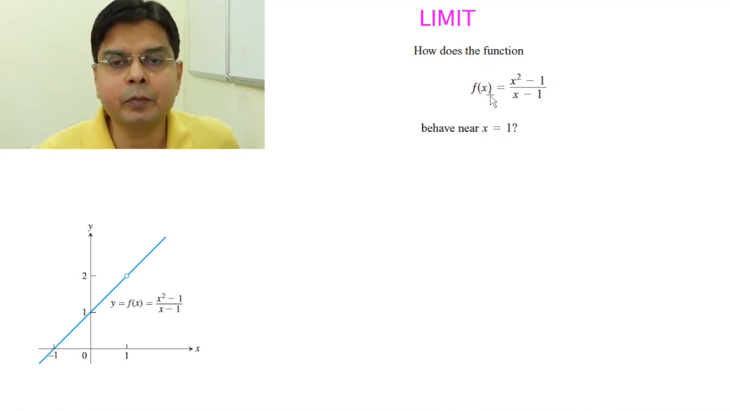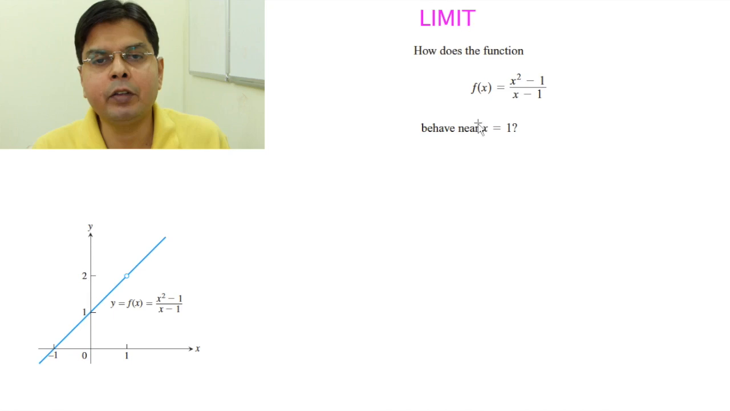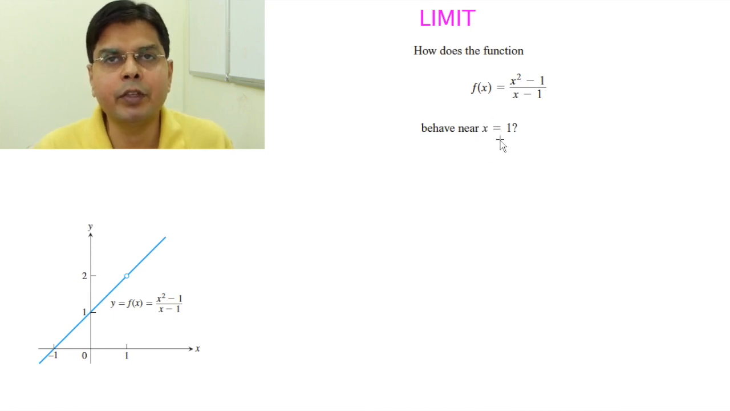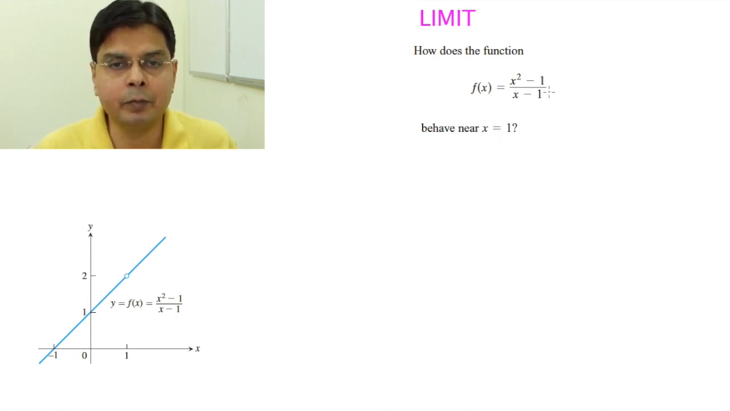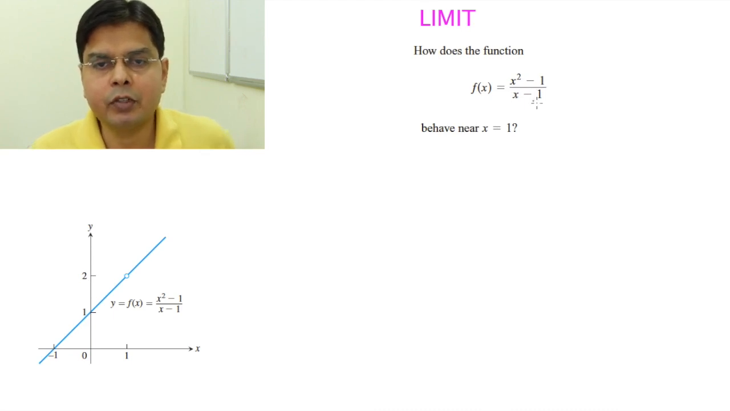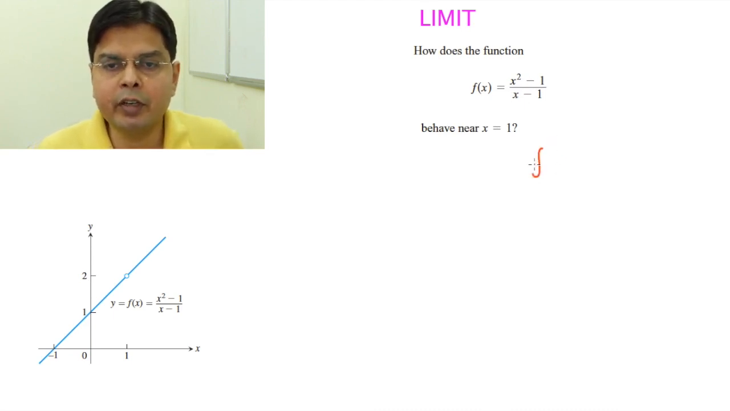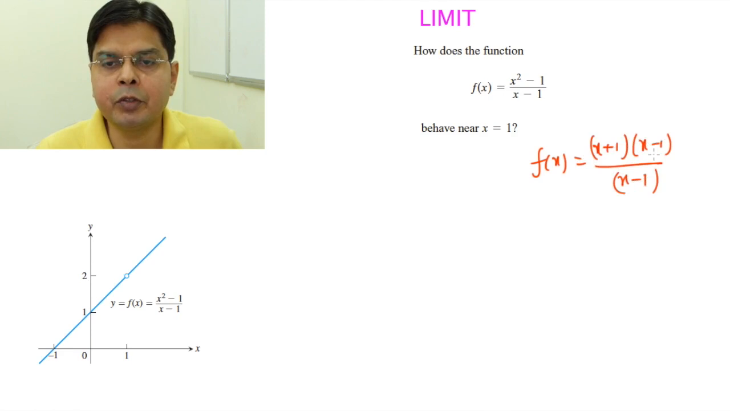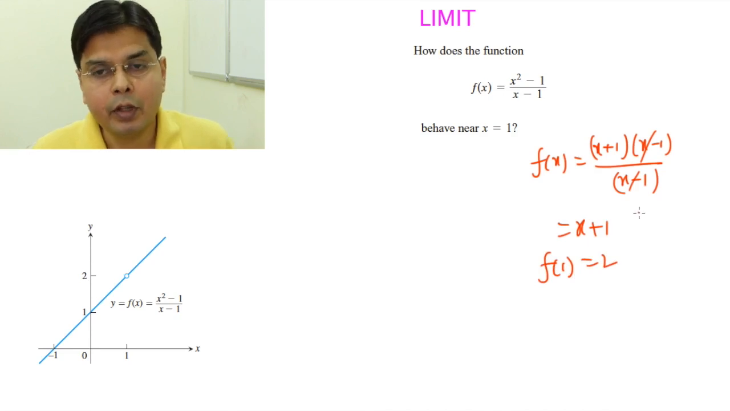This is my function, and I have to explain what the behavior of this function will be near x = 1. You may think, let's take the common factor x - 1 from numerator and denominator and make it f(x) = (x + 1)(x - 1) / (x - 1), and then divide these two, so you will get x + 1. So I can say that near x = 1, f(1) will be 2.